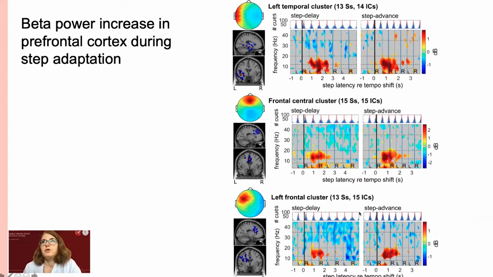Let's look at the EEG results. So what we found is basically a beta power increase in temporal cortex here during the adaptation period. I call it the adaptation period because it's basically the period when most of the adaptation is taking place, so in the first 2 to 3 steps after the tempo change.